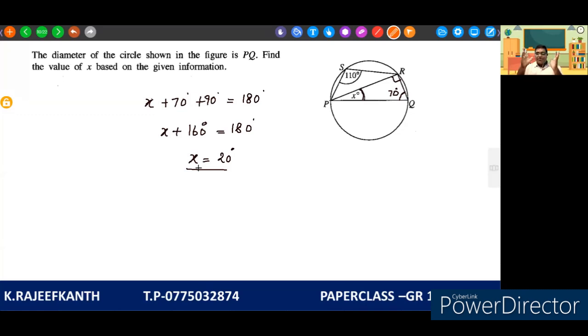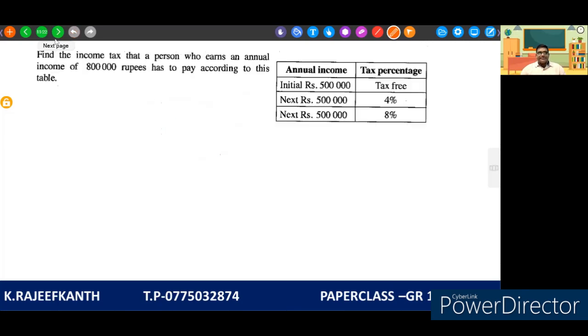So you have to keep in your mind that the opposite angles are supplementary in a cyclic quadrilateral, and the exterior angle is equal to the interior opposite angle. And also we should know the angle subtended by an arc at the center of a circle is double the angle subtended by the same arc at the remaining circumference of the circle, and that the angle of a semicircle is equal to 90 degrees.